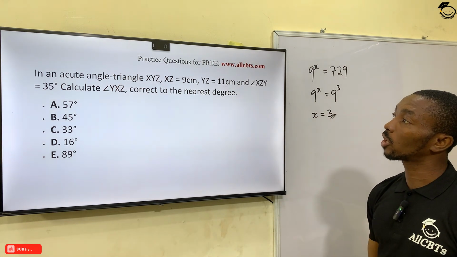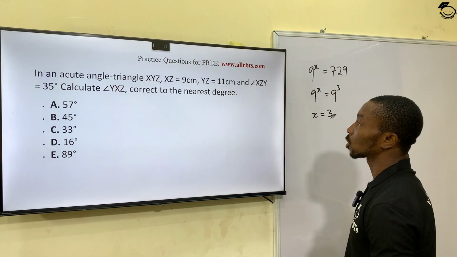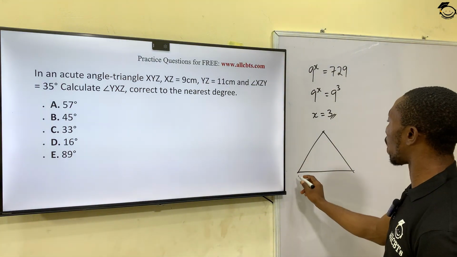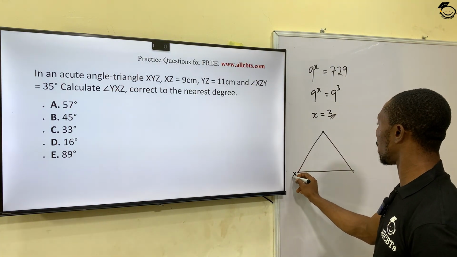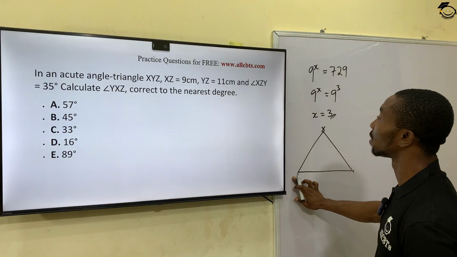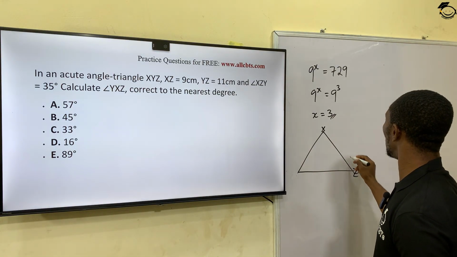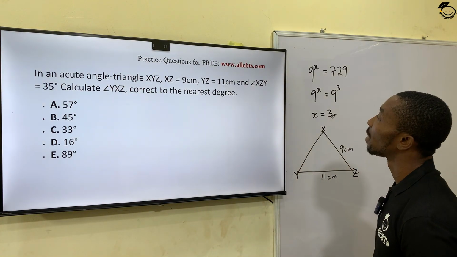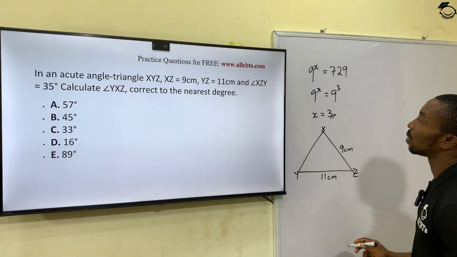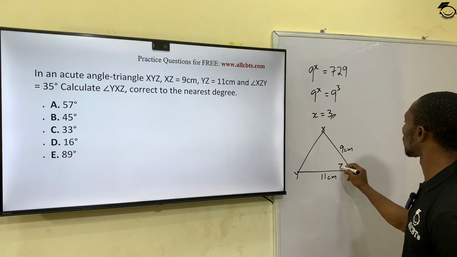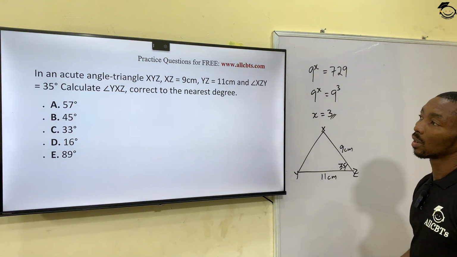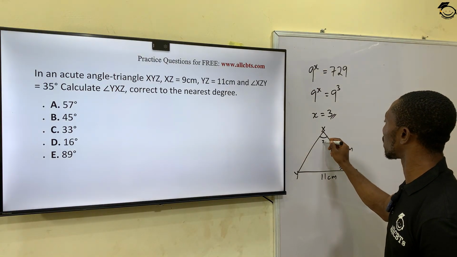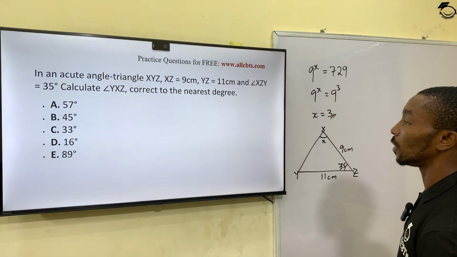Now, in an acute triangle XYZ, it says XZ is 9 cm, XZ is 9 cm, and YZ is 11 cm. If angle XZY is 35, calculate our angle YXZ. So we are looking for this angle, to the nearest degree.